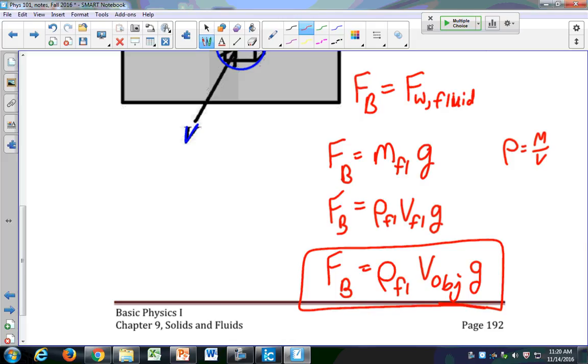But then the volume of the object, you could change the volume of the object. Like, you could breathe in or you could breathe out. You can change the volume of the object. And then if you go to another planet, that will change your buoyant force.